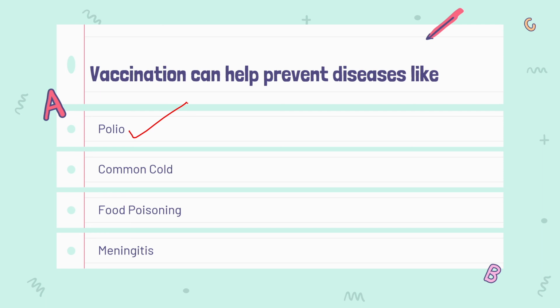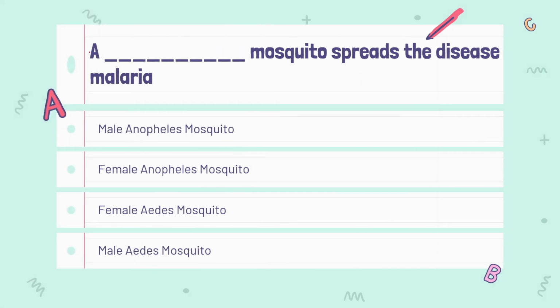So there is a specific day in India which is polio day, vaccine day, in which polio drops are given to all the kids. Okay, so a dashed mosquito spreads the disease malaria. Let me tell you, male mosquitoes do not bite. So we will cut the options, and we have 2 options left: female Anopheles mosquito and female Aedes mosquito. Female Aedes mosquito is a carrier of dengue, and this is the right answer.